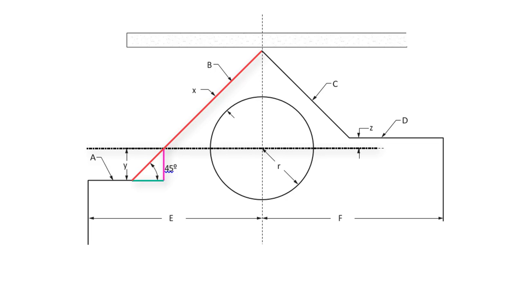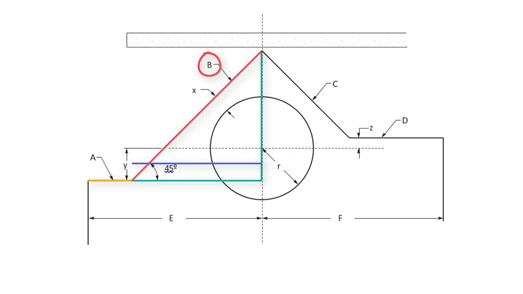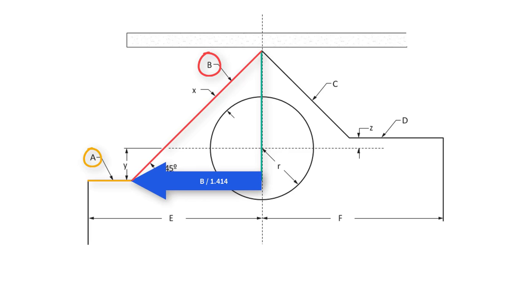Now that we have the total length of B, we can use that to calculate pipe A. Let's draw another triangle that includes length B as the hypotenuse. You can see that the short side of this triangle, deducted from dimension E, would give us our length for A. We can easily calculate the short side by dividing our length B by 1.414.